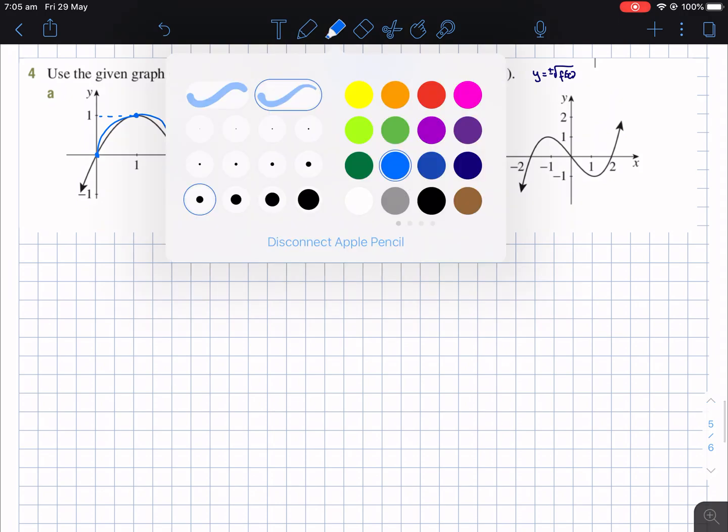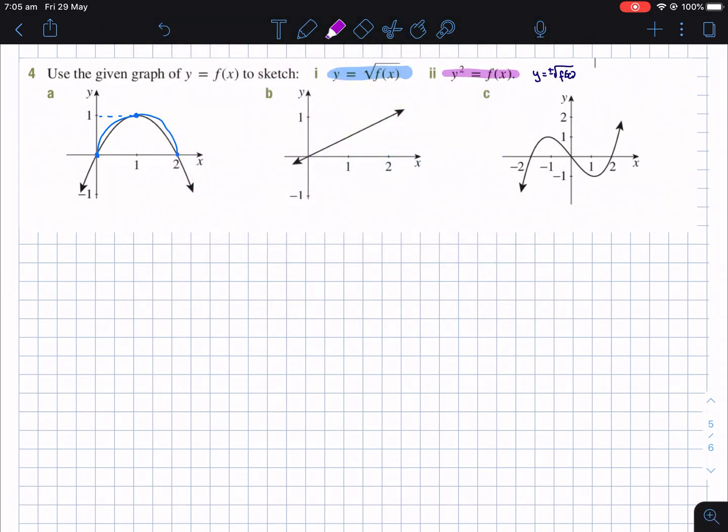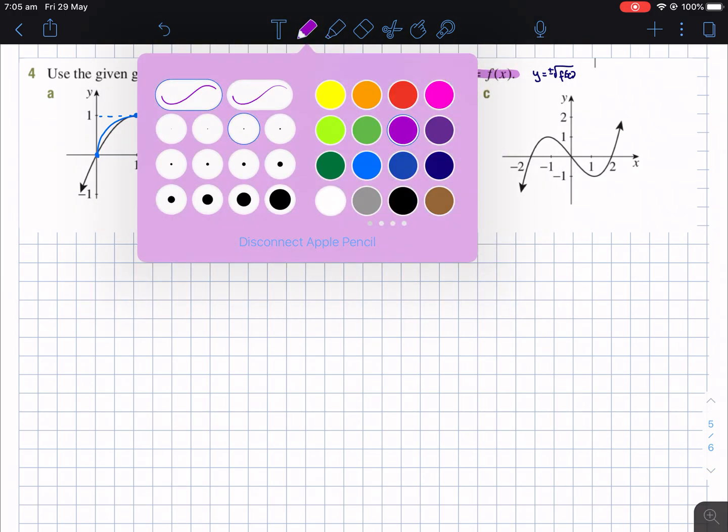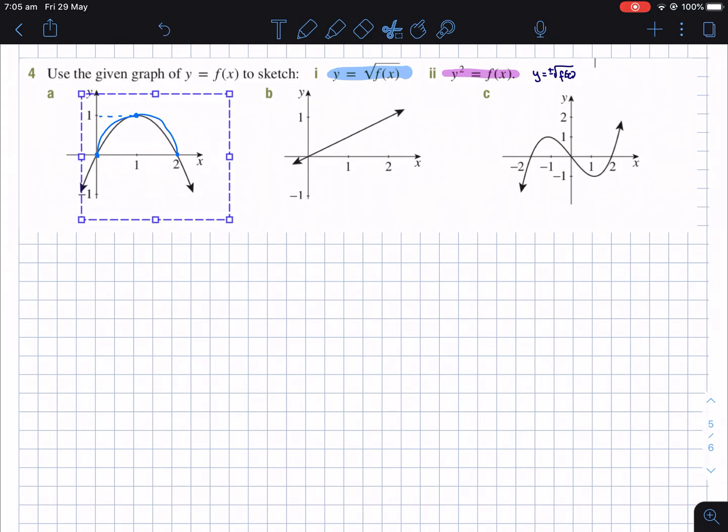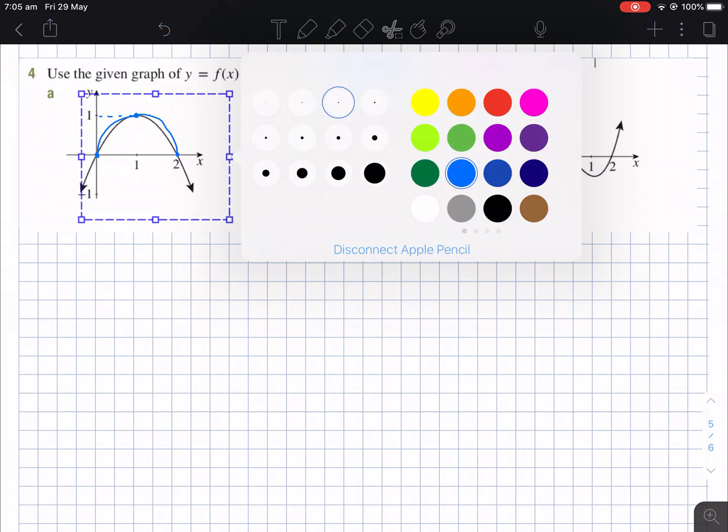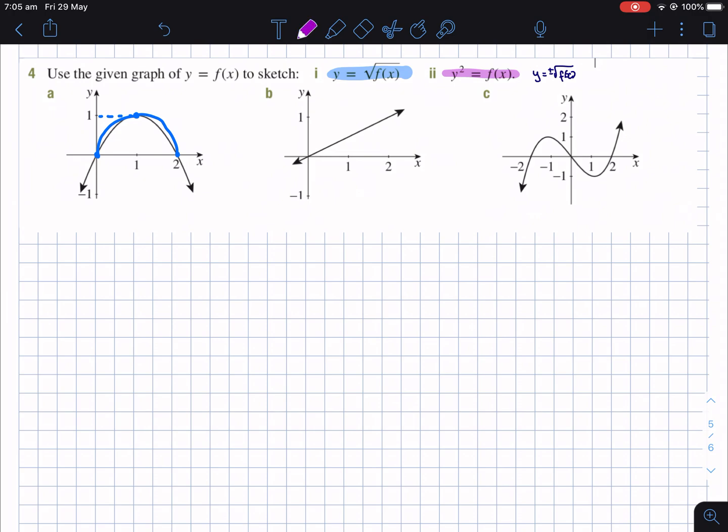If I then want to do y squared equals f of x, it's essentially that. I'm just going to make this one kind of fatter so you can see it under what I'm about to do. So we have this, but we've also got the minus of that. So we then also have to turn it upside down. Flip it upside down and reverse it.